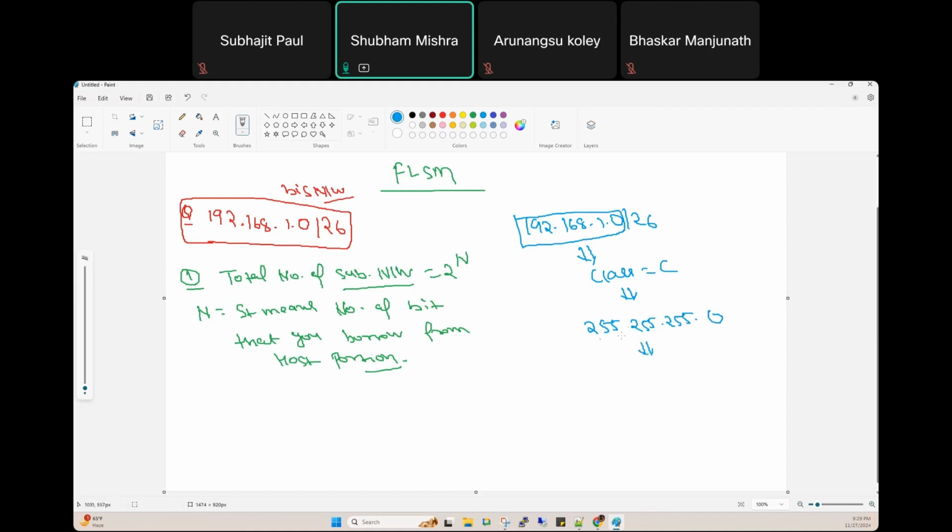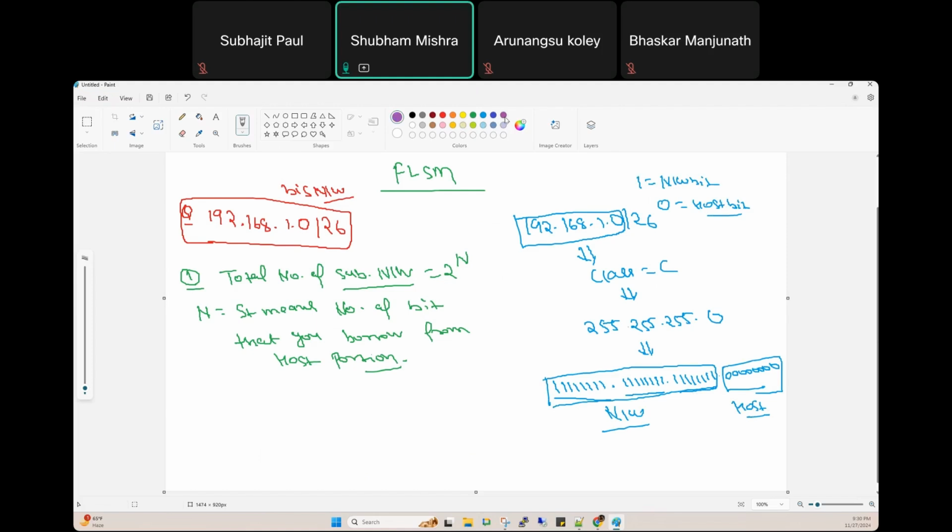Now, 255 in bits is 1, 2, 3, 4, 5, 6, 7, 8, and again 8 bits, and again 8 bits, and that last one is 0. That is the default. It means these three octets are completely full, and I already told you 1 represents the network bit and 0 represents the host bit. So this portion is called the network portion, and this portion is called the host portion. That is the default scenario.